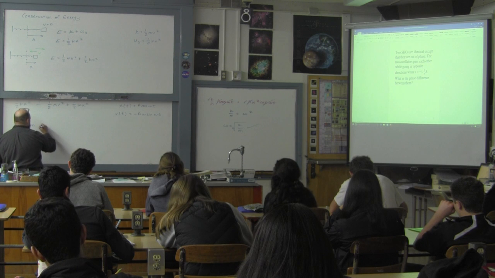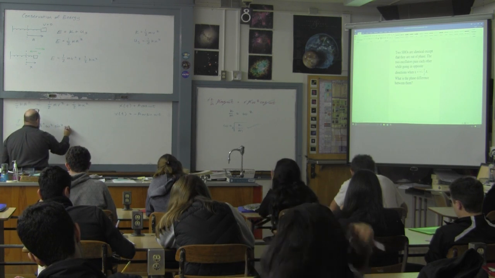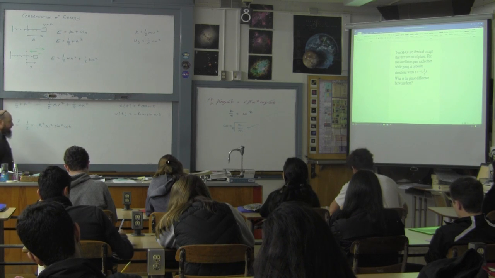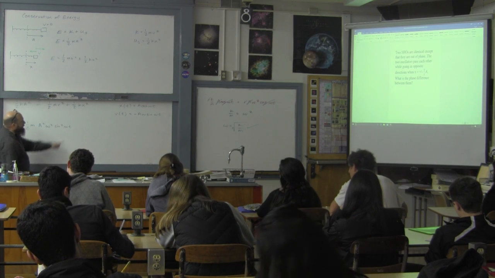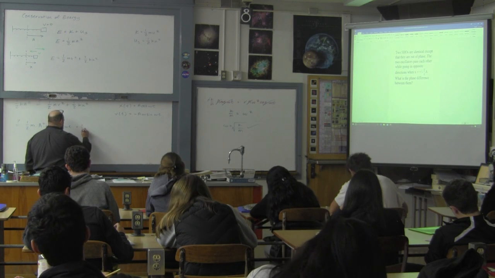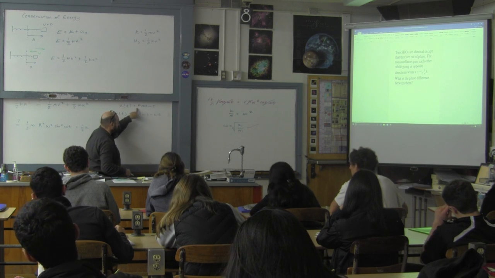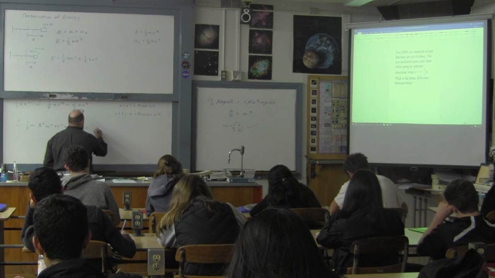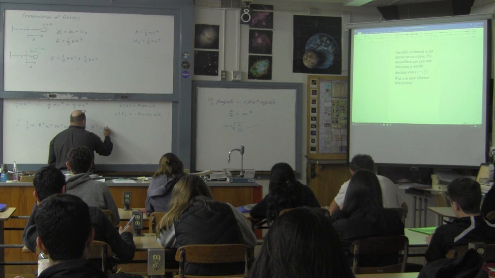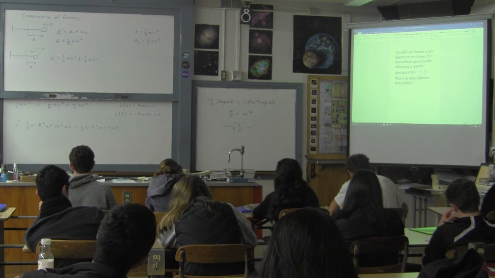Negative sign squares out: A squared omega squared sine squared omega t. That's the first term. And then plus 1/2 kx squared, so plus 1/2 k multiplied by this guy squared. When you square this, you just get A squared cosine squared omega t. So, give me a moment here to catch up.